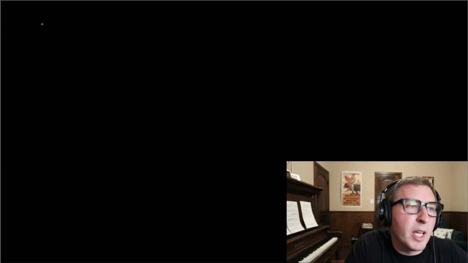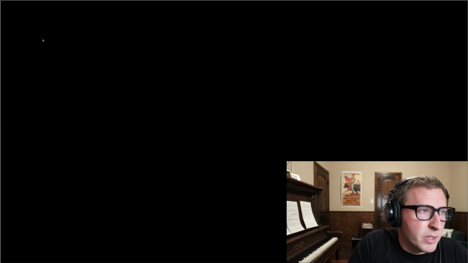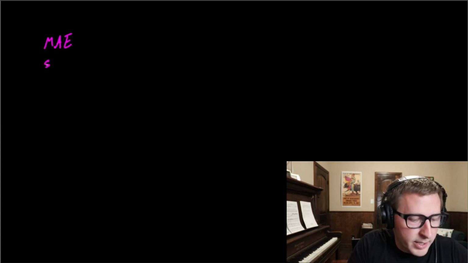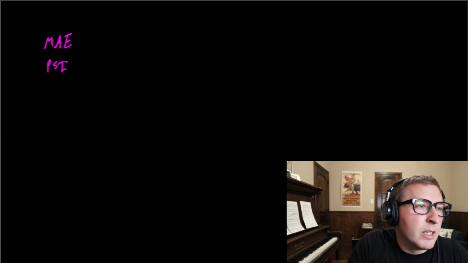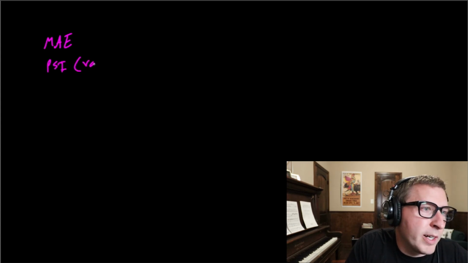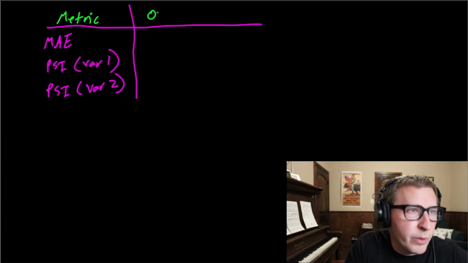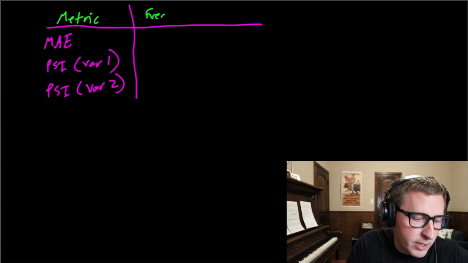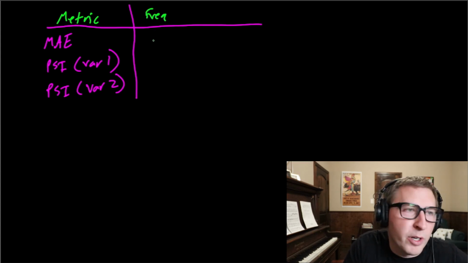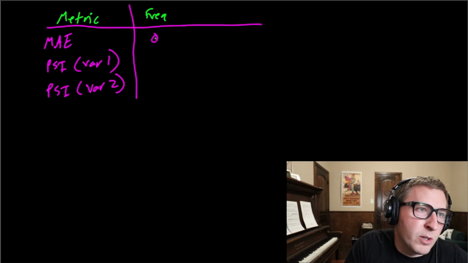So now we have some table here. I'll put this on this page. Let's say we have our MAE, our PSI for variable 1, and our PSI for variable 2. And now we've come to the conclusion we are going to do the frequency here for all of these. You could split them up if you wanted, but typically they're all going to be done the same. We're going to say quarterly.